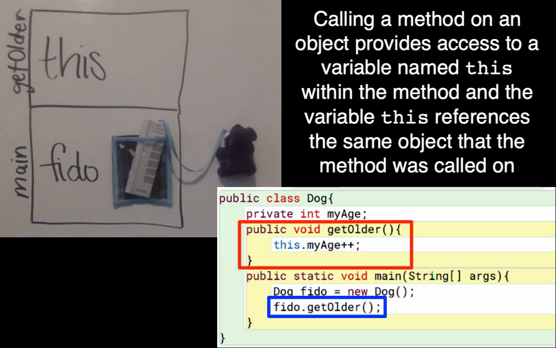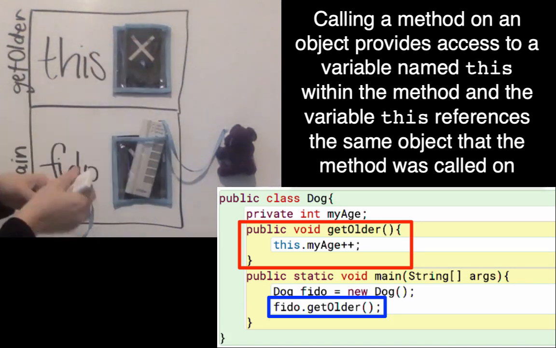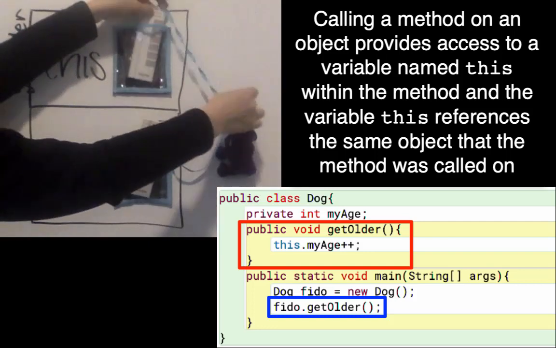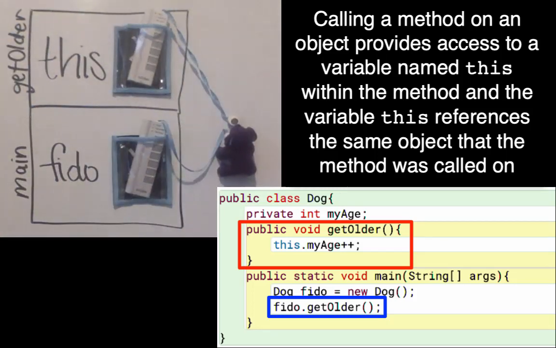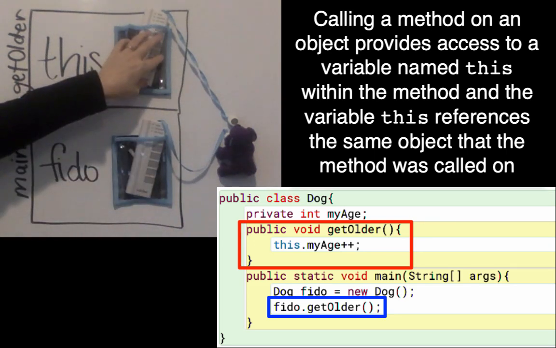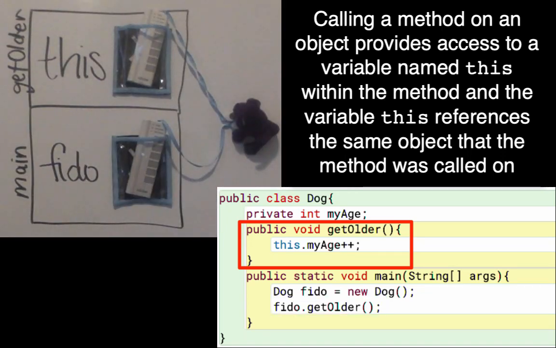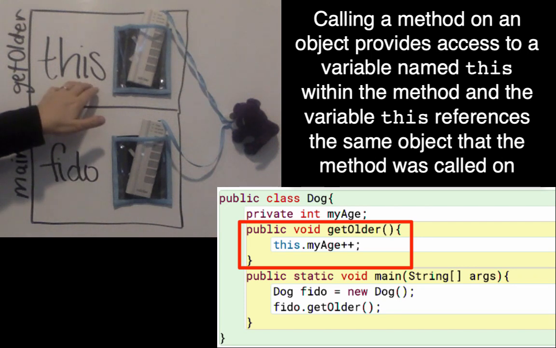So when we call the method getOlder, inside that stack frame we have a variable named this, and it has a reference to the object on which we called that method. So we called the method on fido, so my variable this is going to get a copy of whatever was in the variable named fido. So it got a copy of that remote control, and so now this references that same dog object. If there were other local variables inside of the getOlder method, they would be provided in the stack frame. But here we only see the one, and that's the one that's provided by Java.